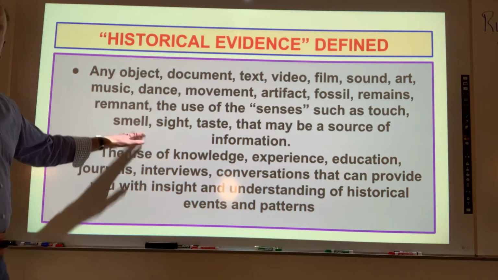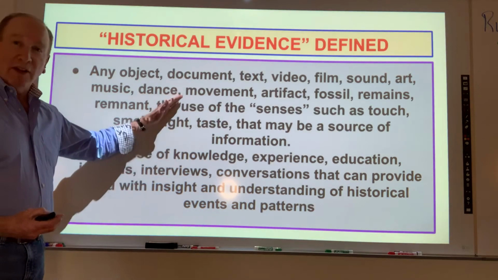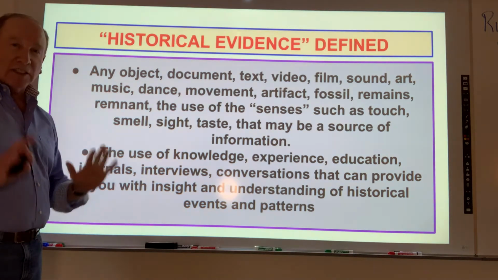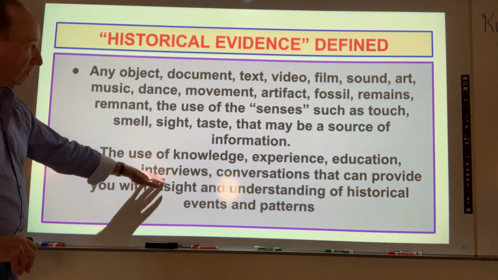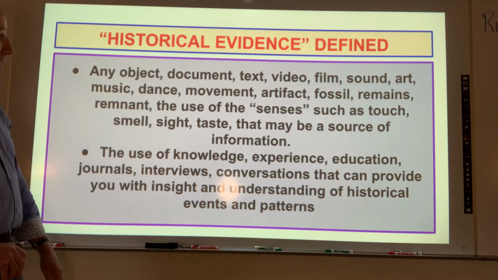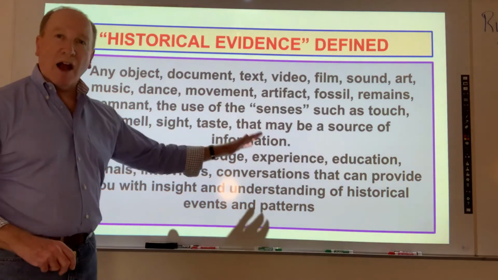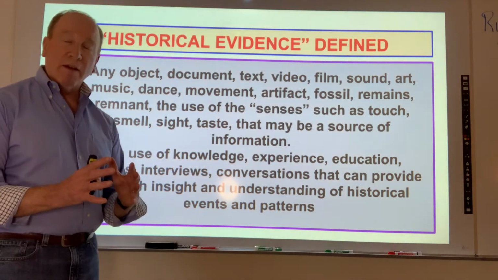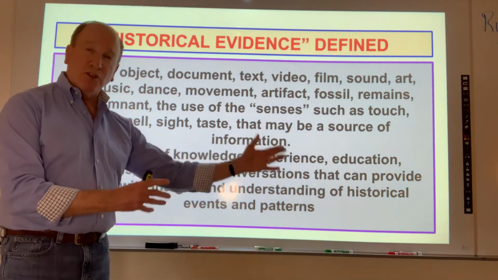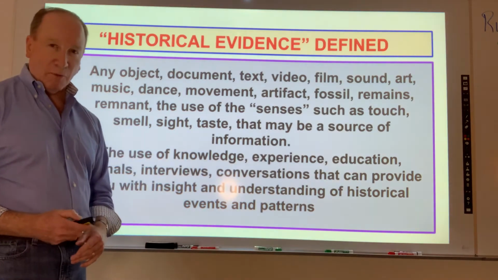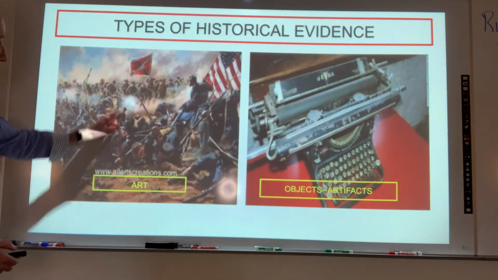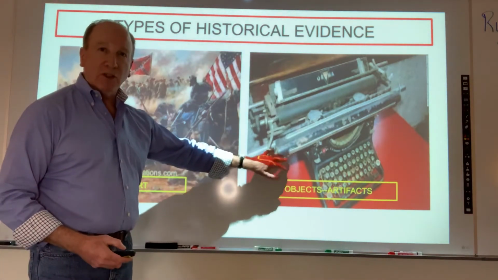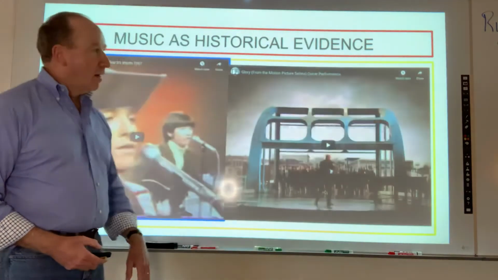Historical evidence. How do you tell the story? With the use of historical evidence. Pictures, photos, conversations, artifacts, senses, touch, interviewing somebody, sound, art, dance. They're all part of telling the story that, woven together, gives you a history. So that works. Some examples are art. Here's a Civil War picture. An artifact, an object, an old typewriter, each tell a story.